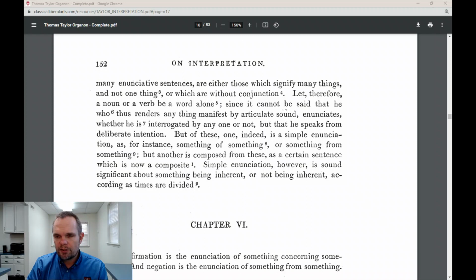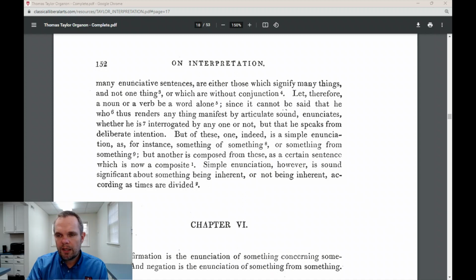Simple enunciation is sound, that is articulate spoken sound, significant sound, about something, namely a predicate, being inherent, that is being affirmed of some subject, or not being inherent, that is being denied to some subject, according as times are divided, that is being joined to the subject by means of a verb or cases of a verb or tenses of a verb.